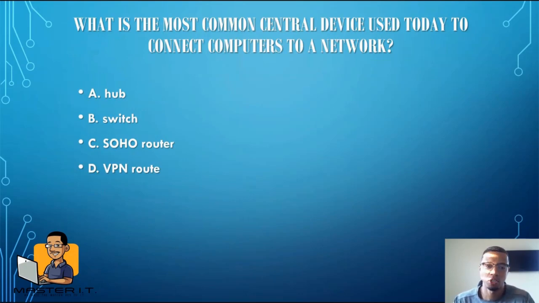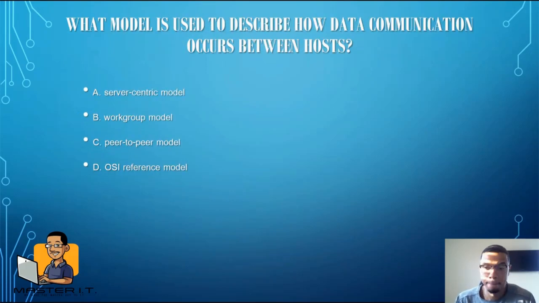What is the most common central device used today to connect computers to a network? What do we think? Easy. A switch. So inside your network, that's the most central device that's going to connect everybody inside that network. What model was used to describe how data communication occurs between hosts? Don't think too hard about this one. What's one of the most significant models that we talked about again and again and over again? Perfect. The OSI reference model shows you how data travels from me to you.